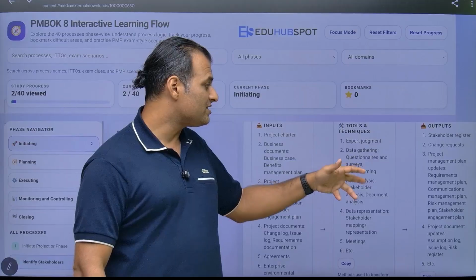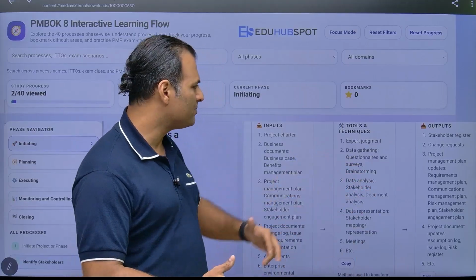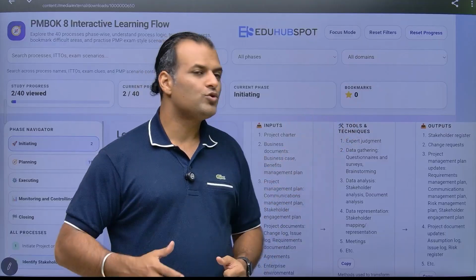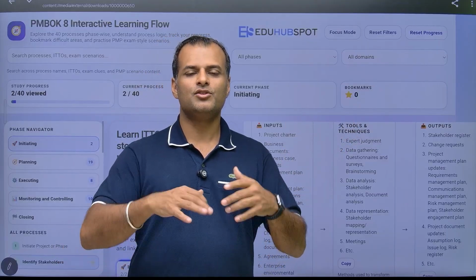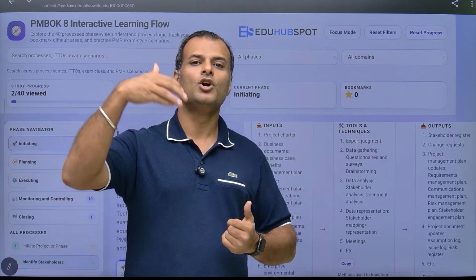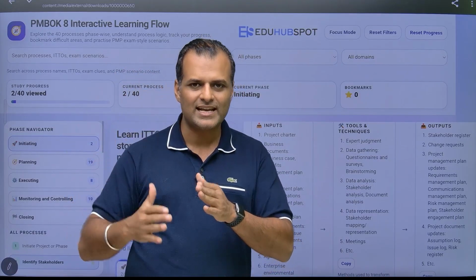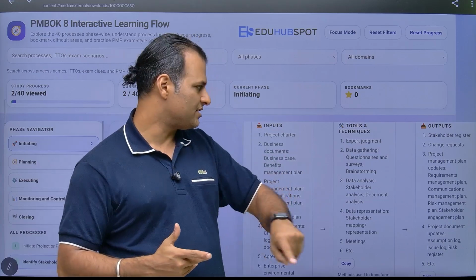You know questionnaires and surveys and brainstorming. Like for example, when you are identifying the stakeholders, you are using questionnaires and surveys, right? You can ask your stakeholders, like high level stakeholders, which departments you need to involve on this project, things like that.